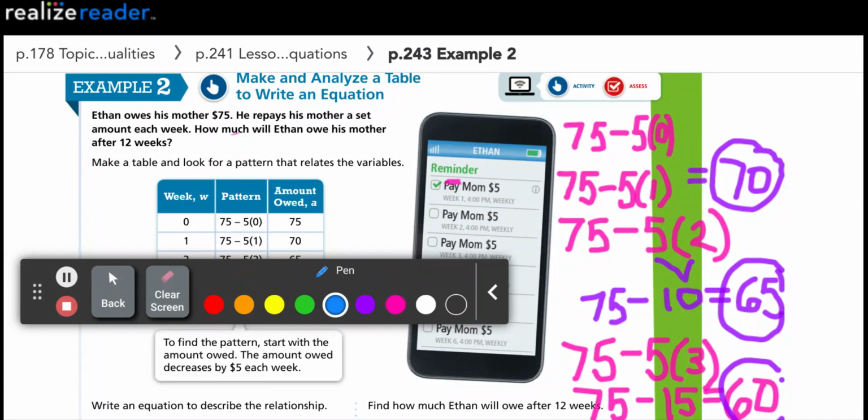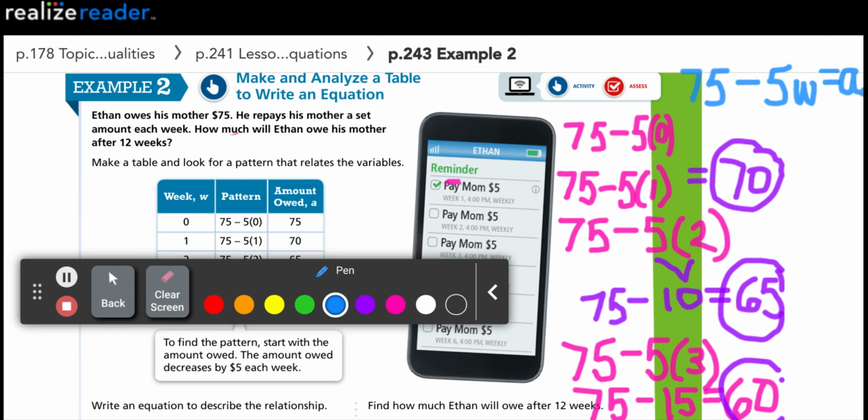So we always start with the amount that Ethan owes. He owes his mother $75. Now we're going to be subtracting the amount of money that he's paid his mom. Well, he'll be paying his mom 5 times however many weeks have passed, 5W. So 75 minus 5W is going to equal A. It's going to equal the amount owed.